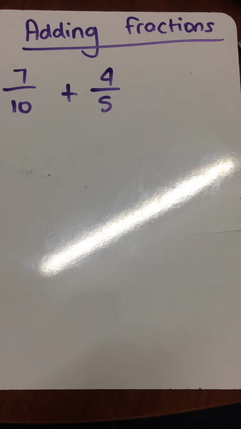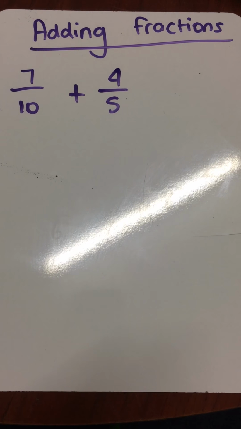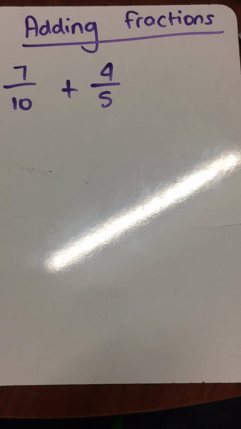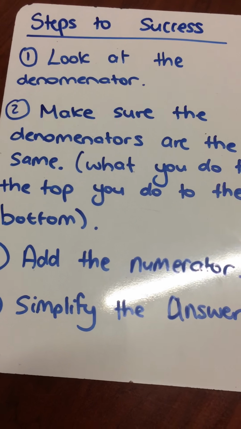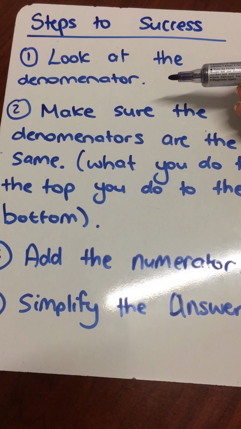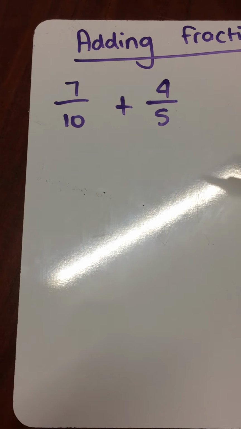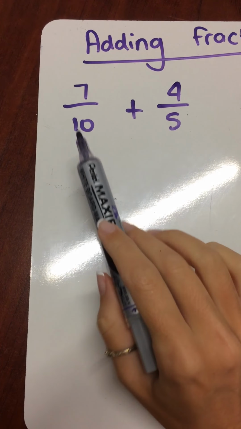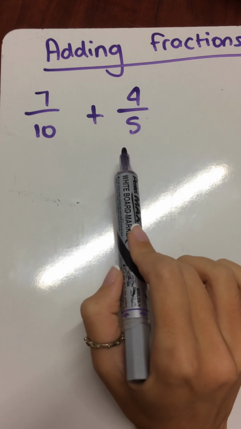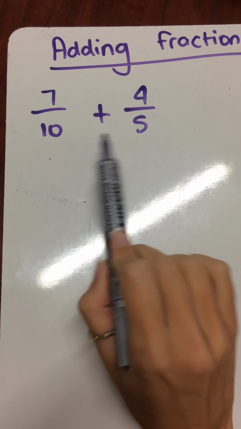We are going to continue adding fractions, or learning how to add fractions. Let us look again at the steps to success. Step to success number 1 says to look at the denominator. So I'm looking at my denominators in the sum, 7 over 10 plus 4 over 5. And here I can see my denominators are not the same.